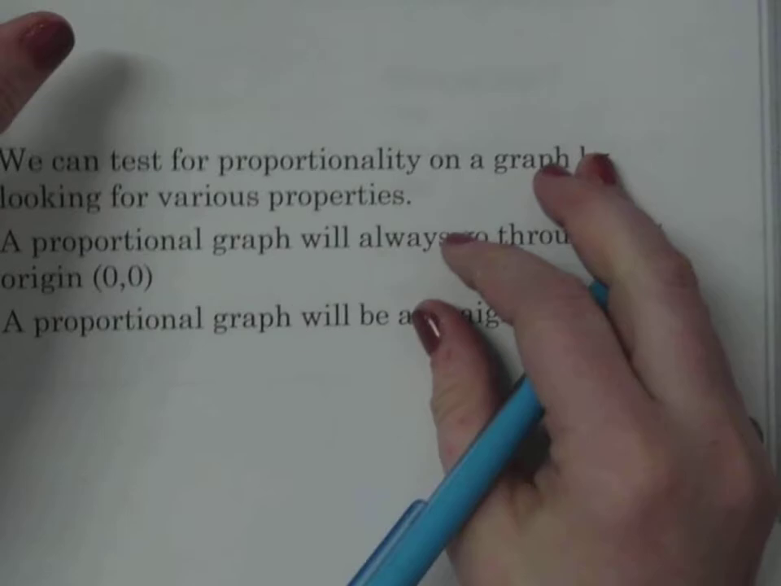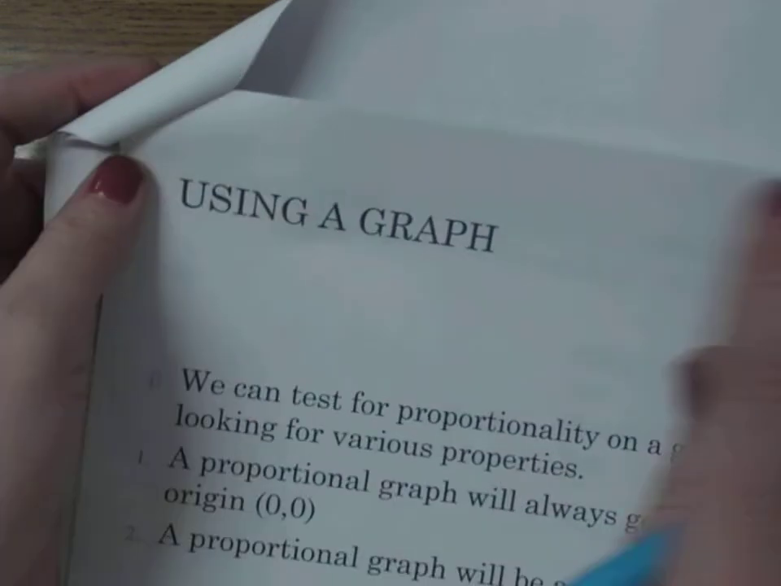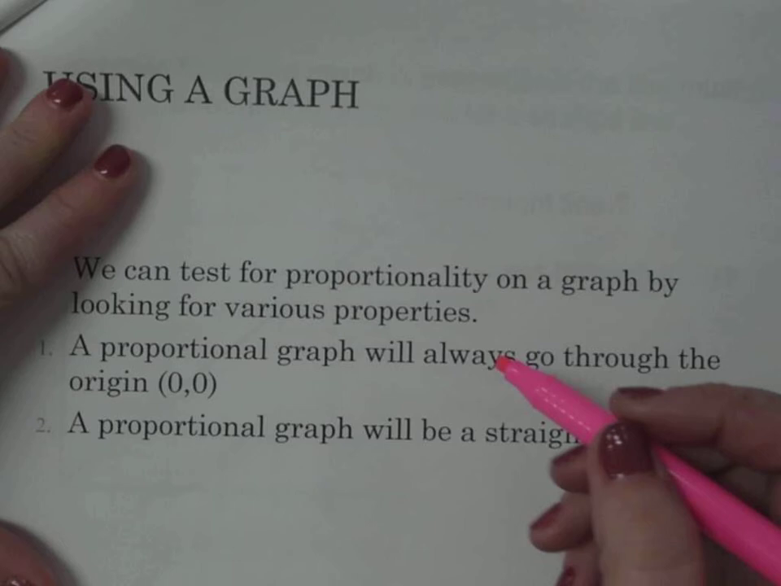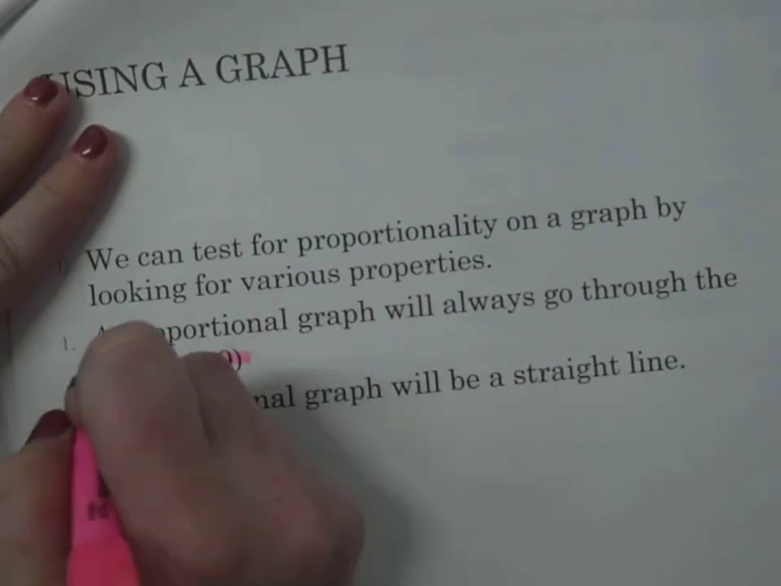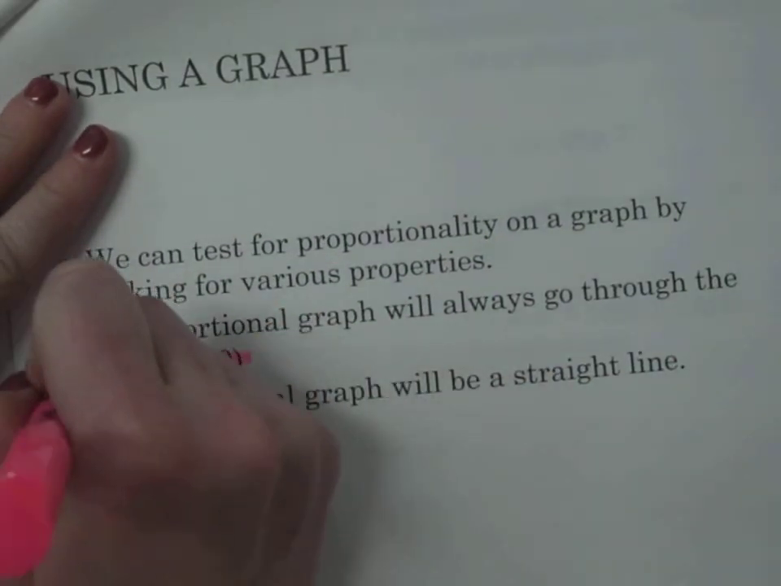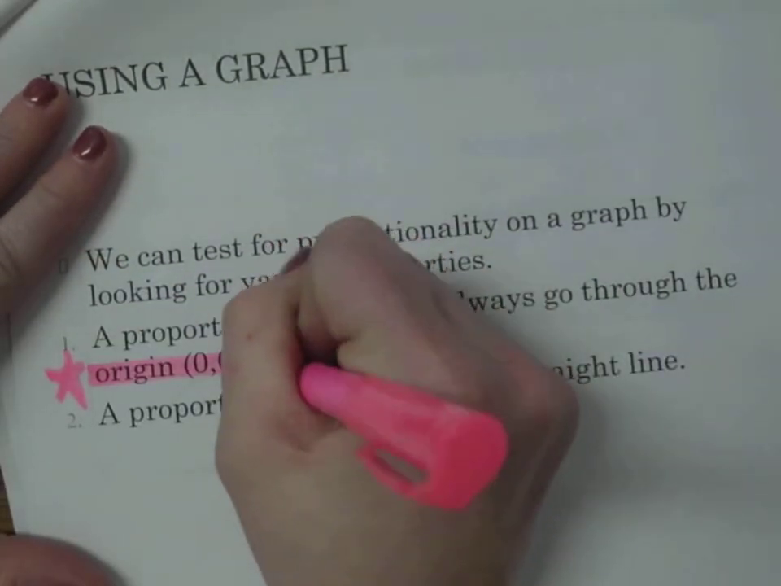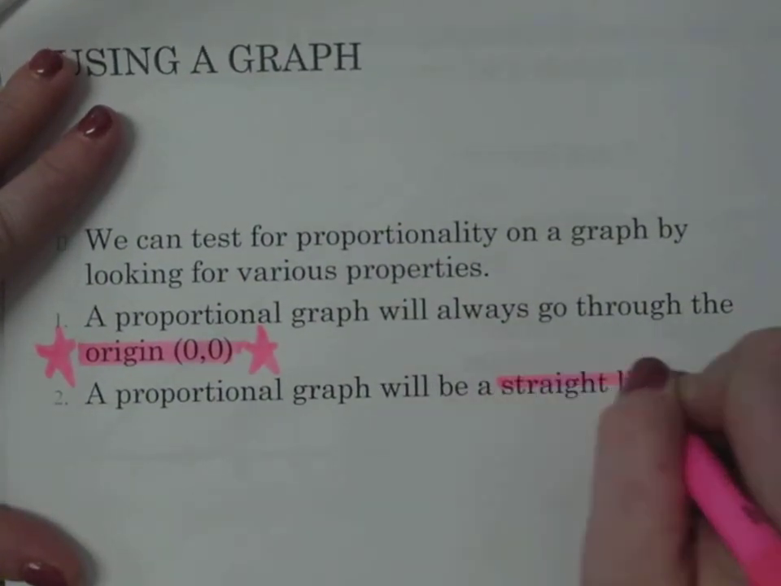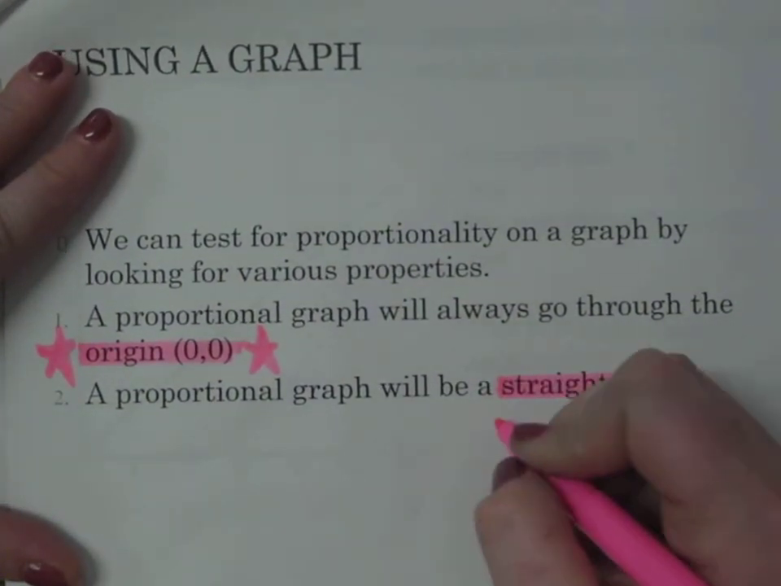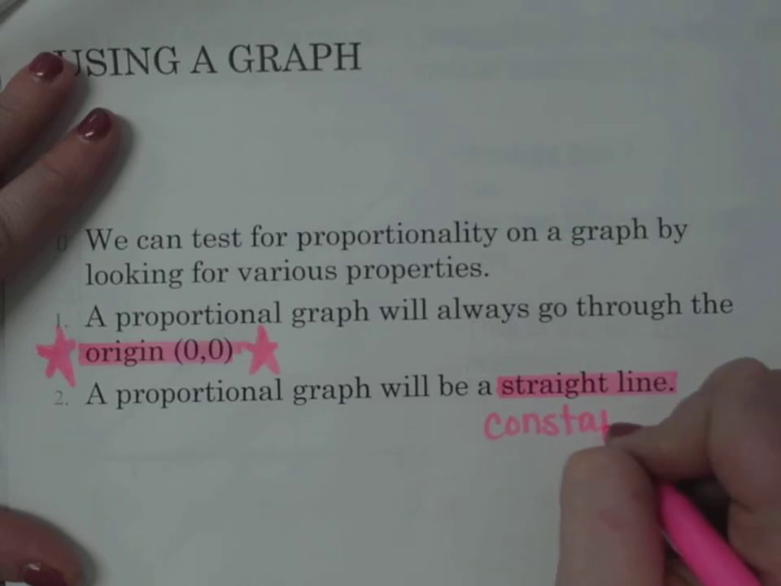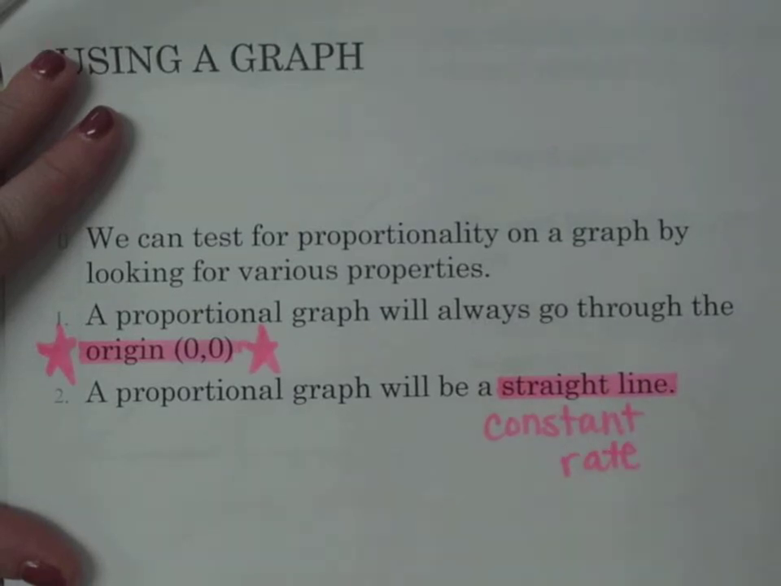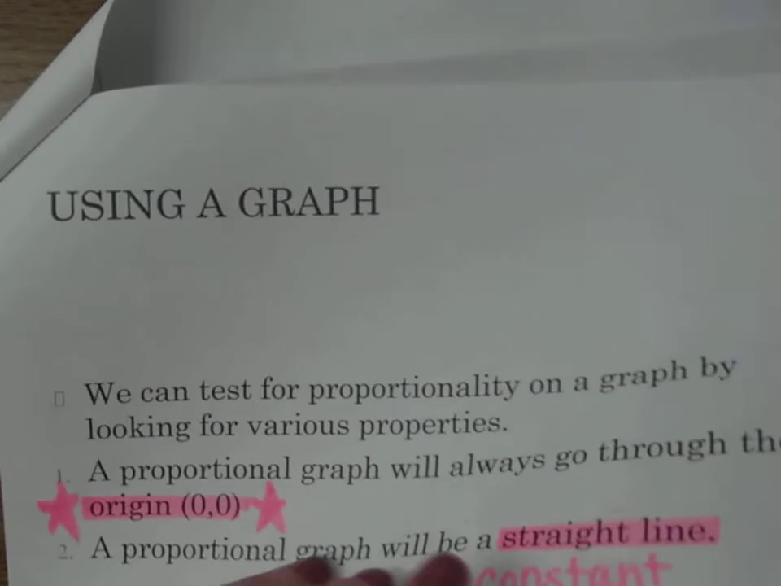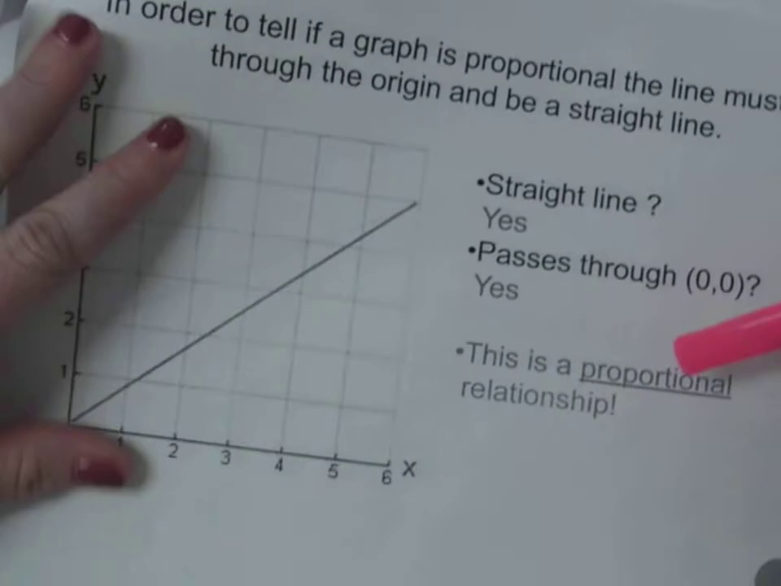Okay, using a graph. So make sure you write using a graph. If you're looking at a graph, you can test proportionality by looking. It has to go through the origin. This is one of the most important things. It has to go through the origin. And then, of course, it has to be a straight line, a constant rate. Okay, so those are the two questions you need to ask yourself every time you look at a graph.